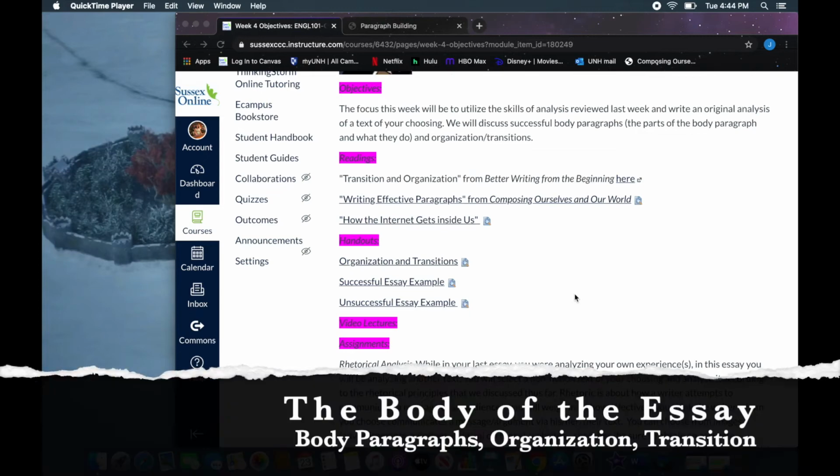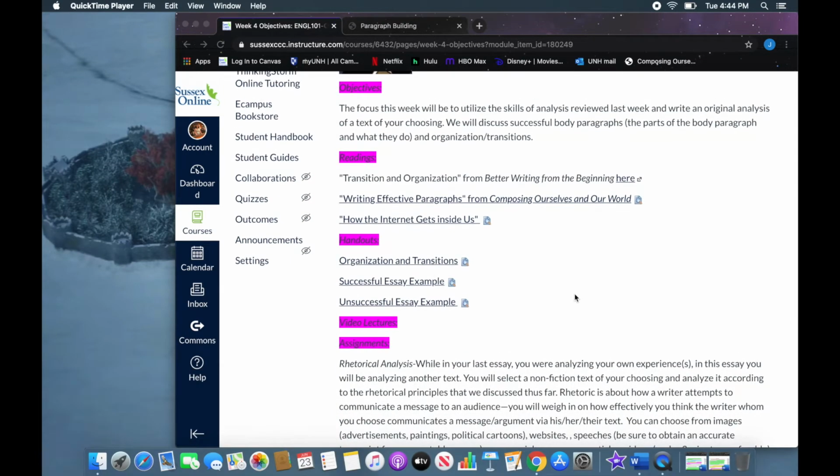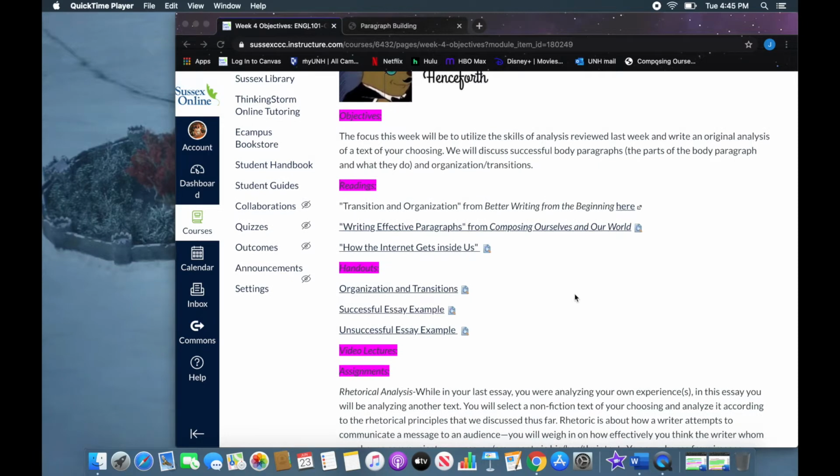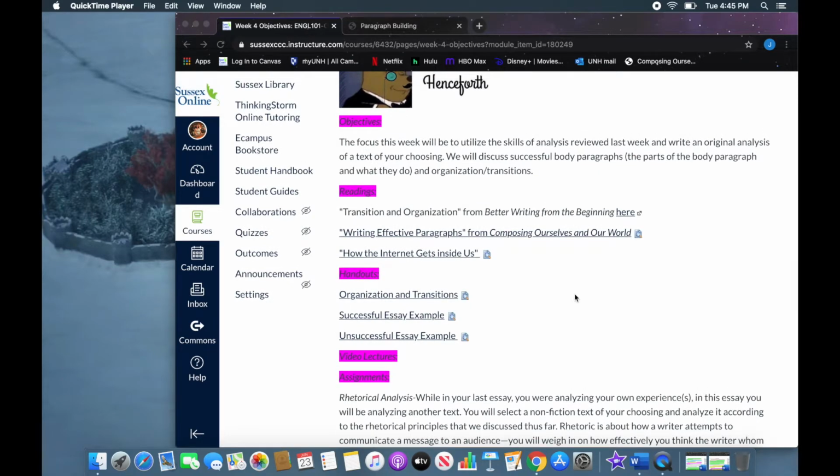Okay, so the objectives for this week involved successful body paragraphs and how to have a smooth operating body of your essay, one that works with the thesis to support the thesis and to make specific points and to provide specific examples to reveal to the reader why your thesis is plausible.